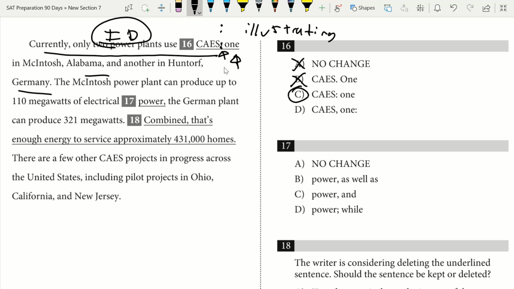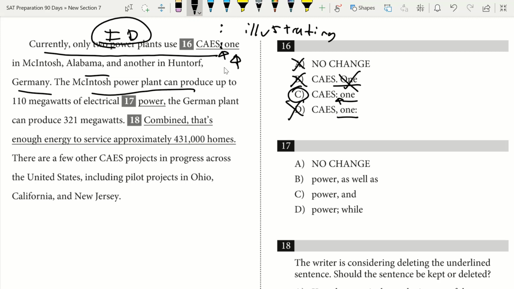Okay, B is going to be wrong because saying "one in McIntosh and another in Huntorf, Germany," that's not a good sentence. I don't believe that it's a full sentence either, so I can get rid of that. And then right here, I wouldn't use a comma and then do "one," because then I'm splitting up "one in McIntosh," and I don't want to do that. Okay, I want to use that colon right after CAS, and then get into what illustrates my first independent clause. So that's going to be answer choice C for 16.